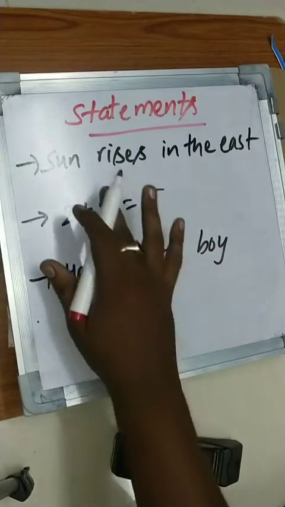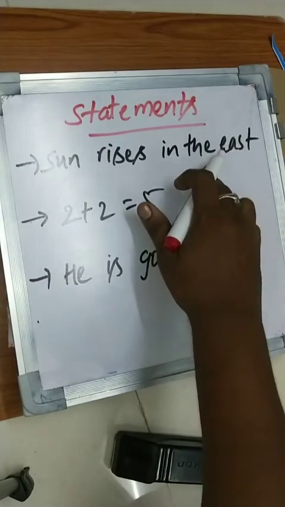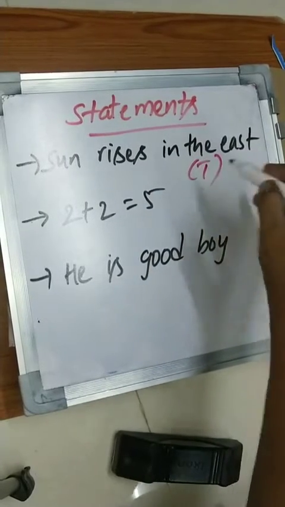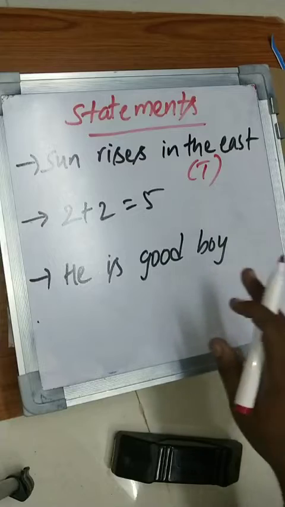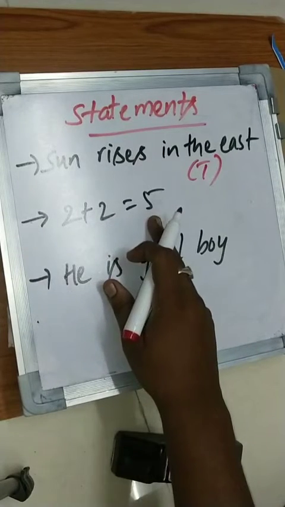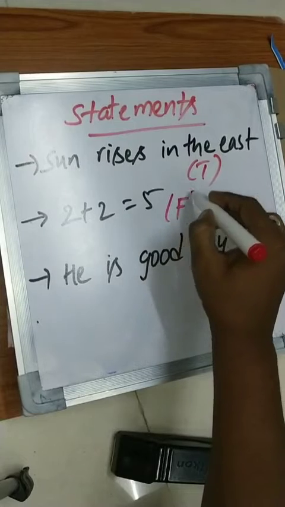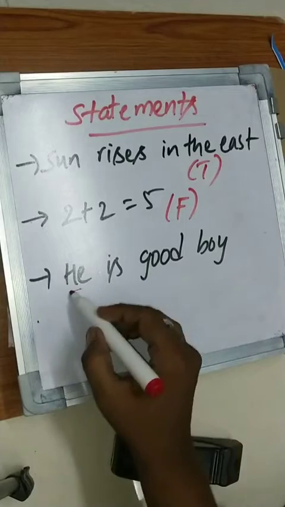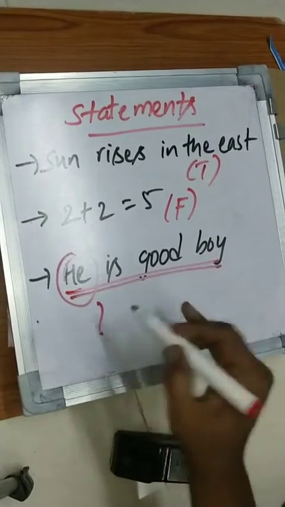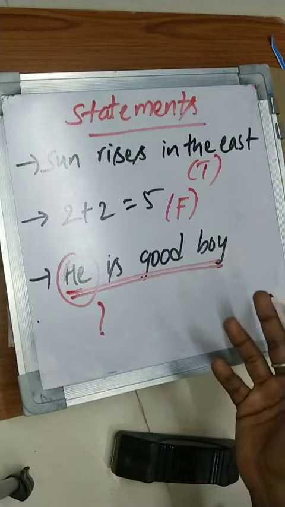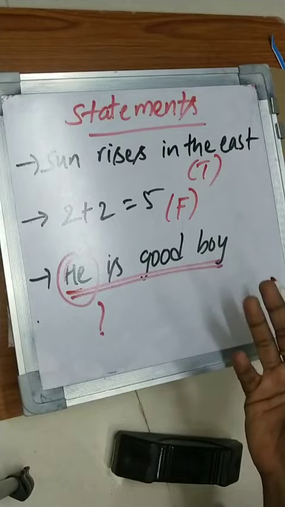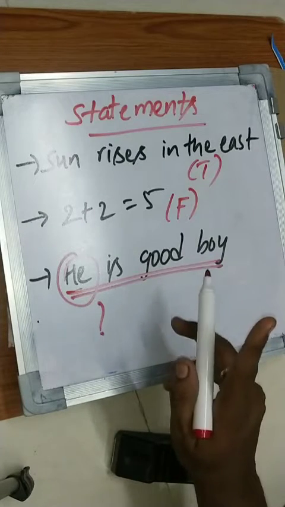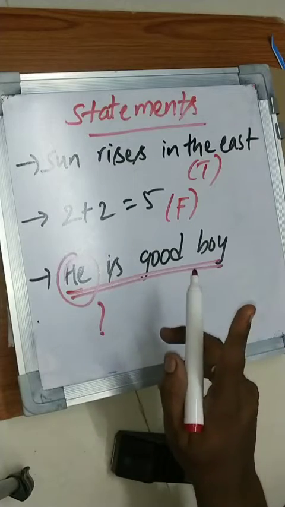Now in the first sentence, sun rises in the east, is it true or false? It is a true statement, right? Coming to the next one, 2 plus 2 is equal to 5 is false, because we all know that 2 plus 2 is equal to 4 only. Next, the third one, he is a good boy. Who he is, we don't have any clarity, right? When we don't have the clarity, how can we say that it is true or false? So that is what I said, the definition of the statement.